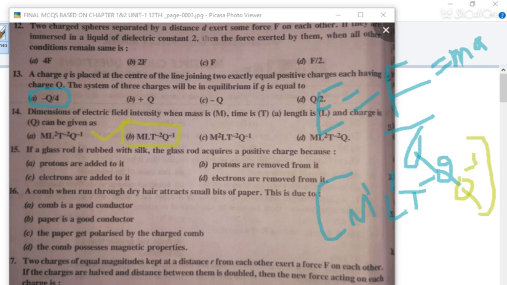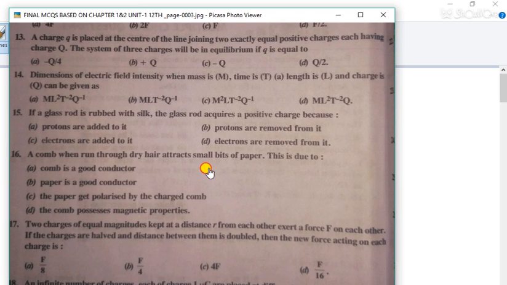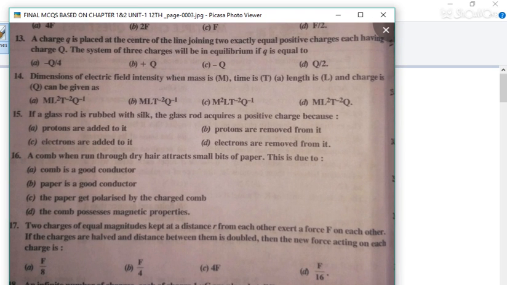So now moving ahead, we can see the next question. If a glass rod is rubbed with silk, the glass rod acquires a positive charge because, when a body becomes positively charged, that means it has lost some electrons. It has donated some electrons. So its answer will be electrons are removed from it. So the answer for this question will be option number D.